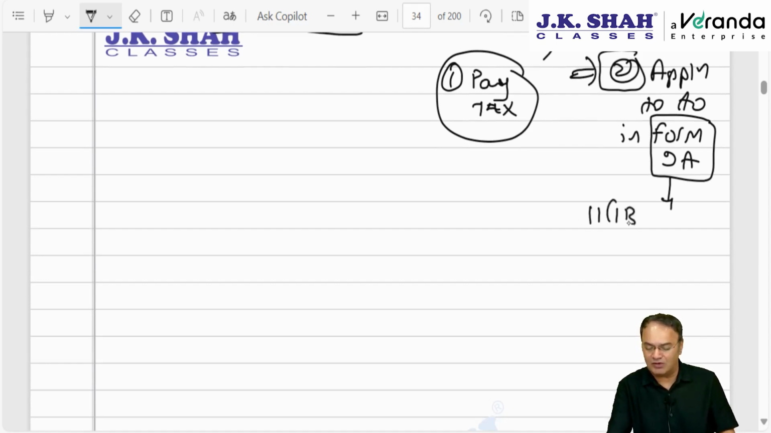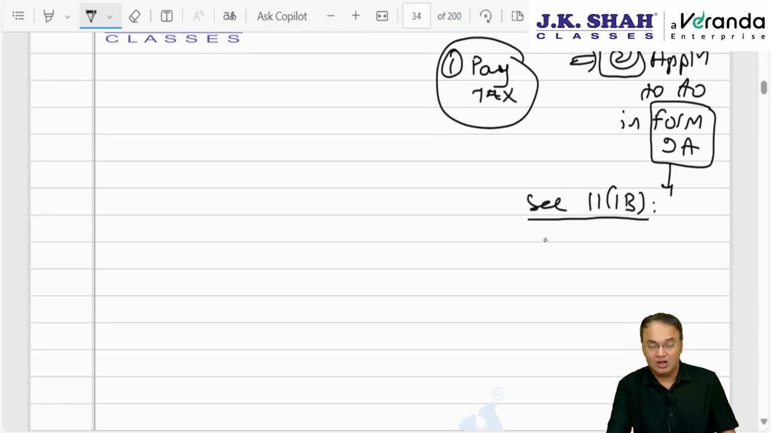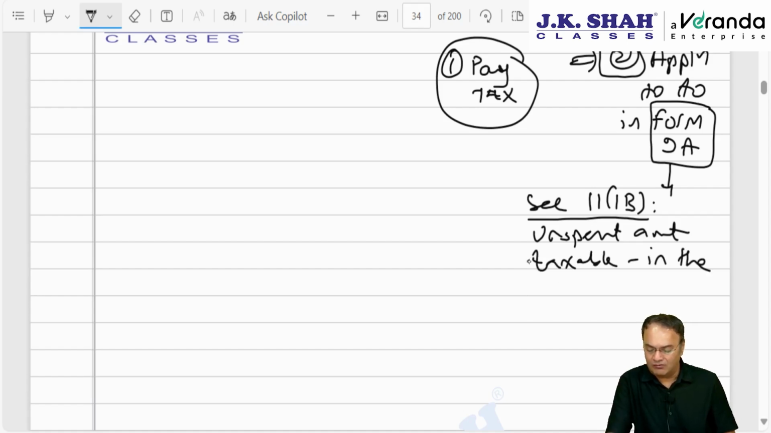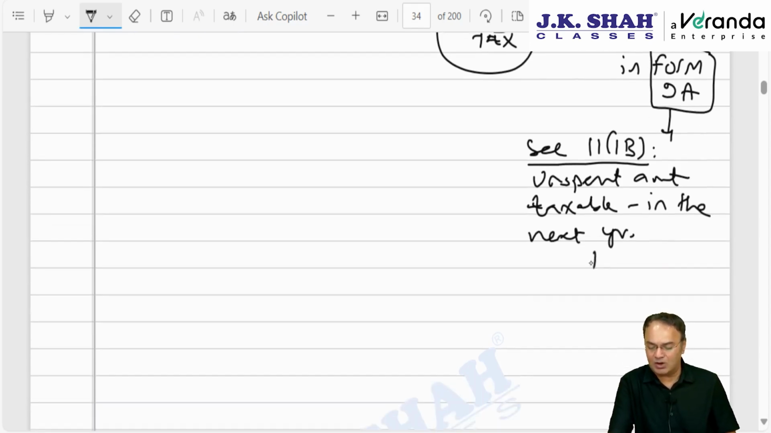then according to section 11(1)(b), it will become taxable in the next year entirely. Unspent amount is taxable next year. Taxable in which year? Taxable in the succeeding year. We don't say next year, we say in the immediately succeeding previous year, and this amount will be taxable at a flat rate of 30% under section 115BBI.